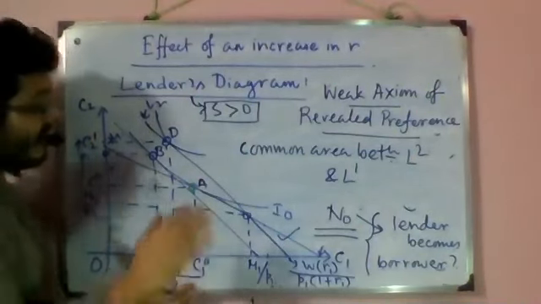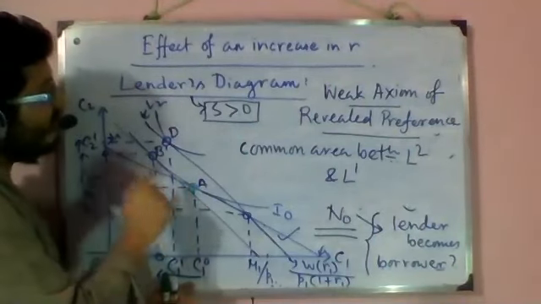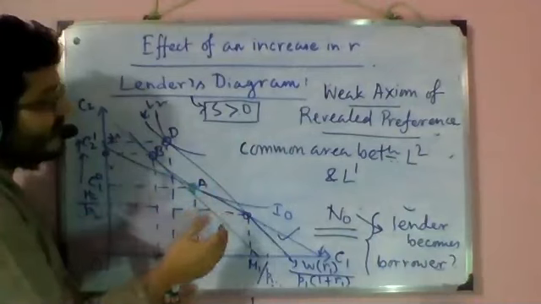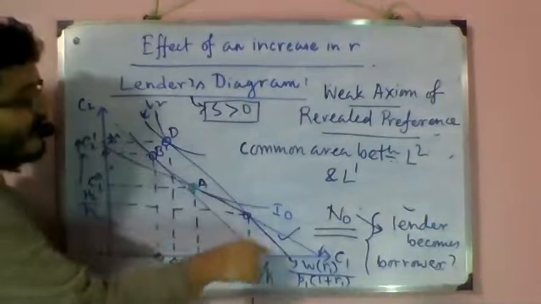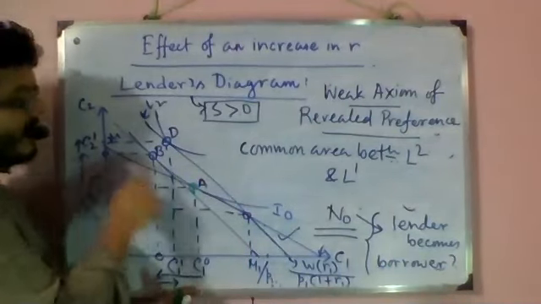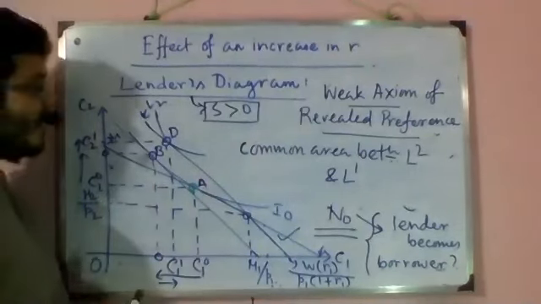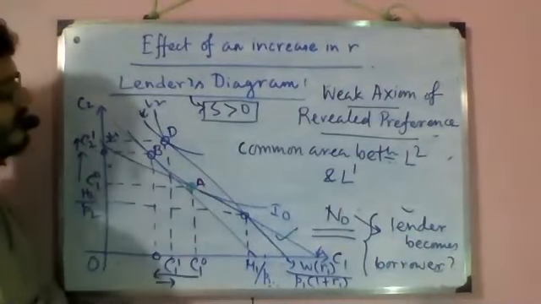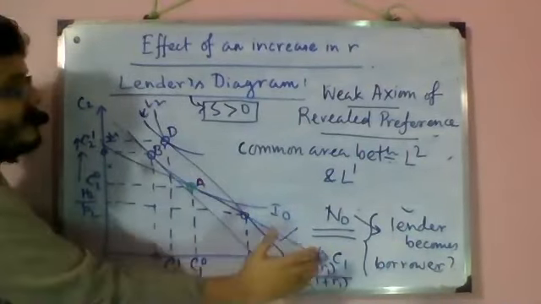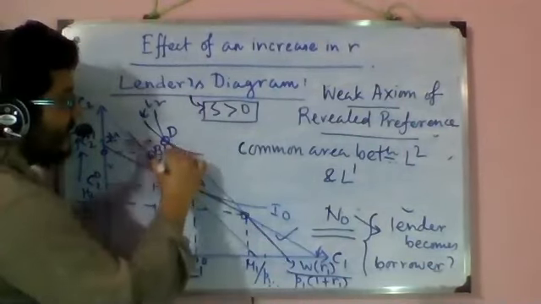What WARP says is, if we have chosen A, then we cannot choose any other thing which was available then, because we have chosen A when all this is available. This was available in the first case, and within that scenario, I have chosen A. So now my choice will definitely go on the left side, it will go up, not in this direction. So because of that, the lender will never become a borrower. He will always move in this direction.